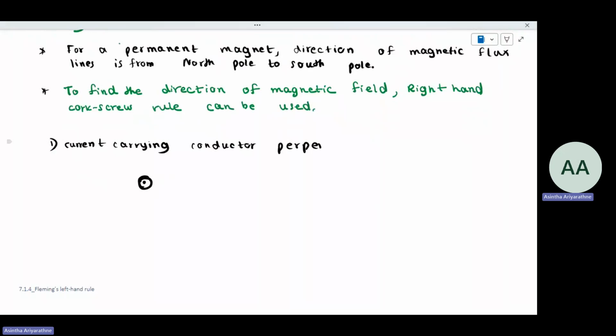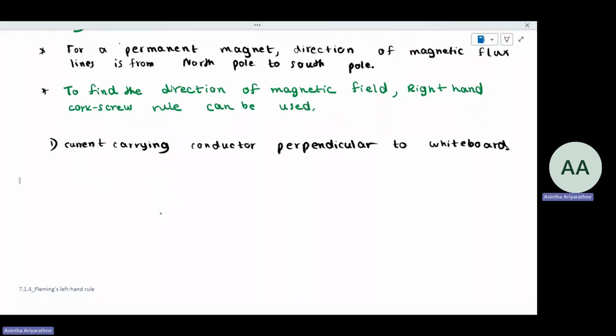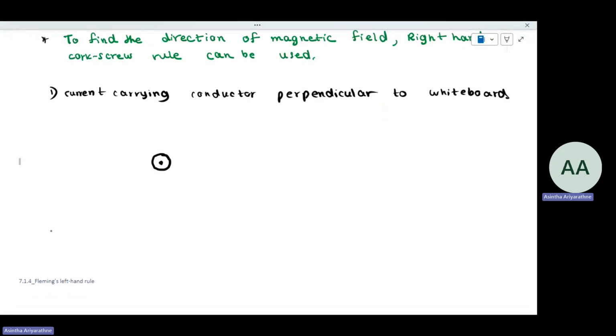So this is the direction. Here the current is flowing outward from the whiteboard, so it is represented by a dot. If it is a cross like this, then it represents that the current is flowing into the whiteboard. A dot means current is flowing outward from the whiteboard.